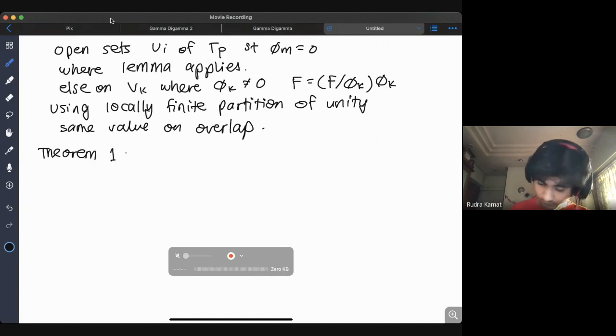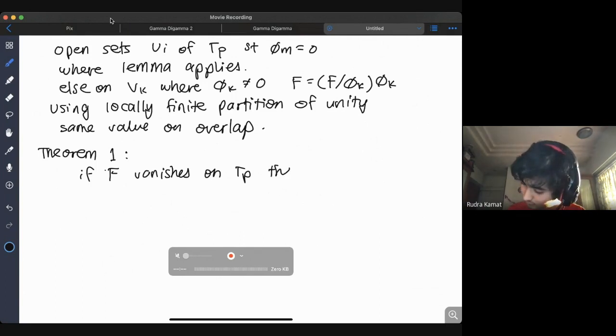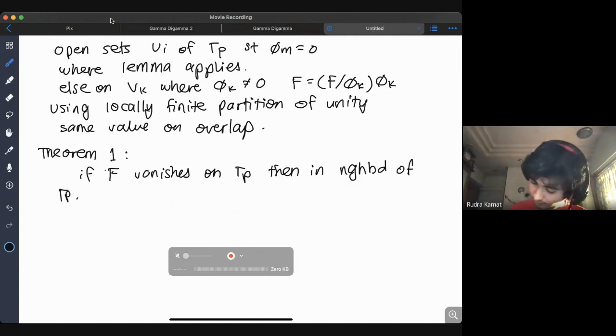Theorem 1. If F vanishes on gamma sub p, then in a neighborhood of gamma sub p, F is F^m phi_m for some F^m.